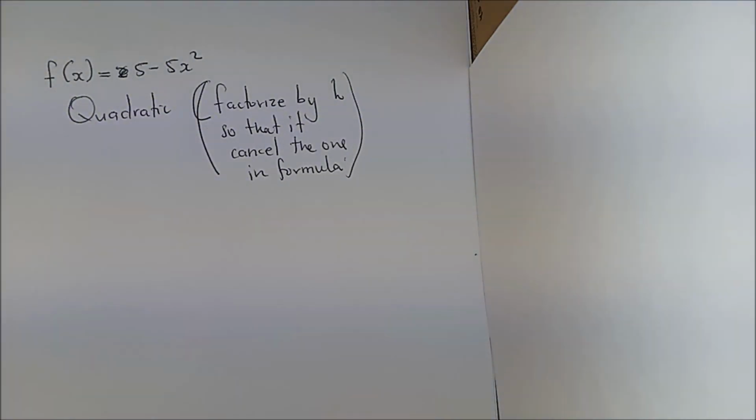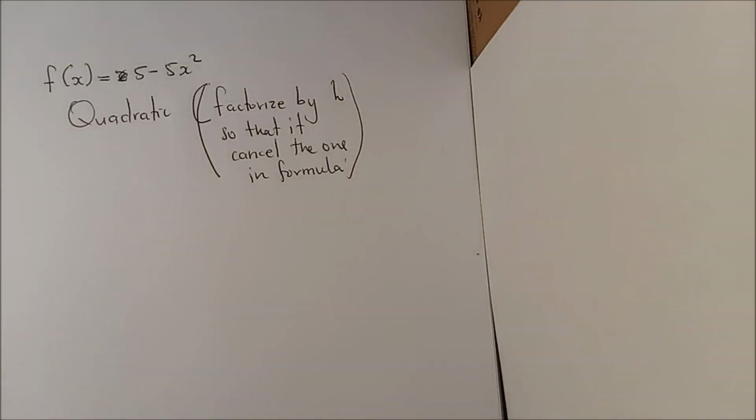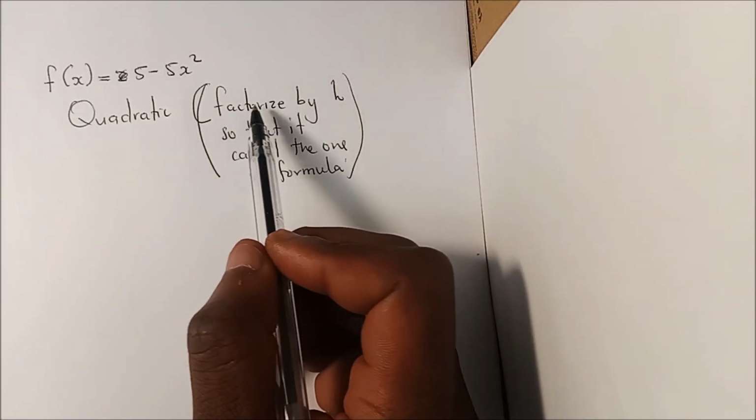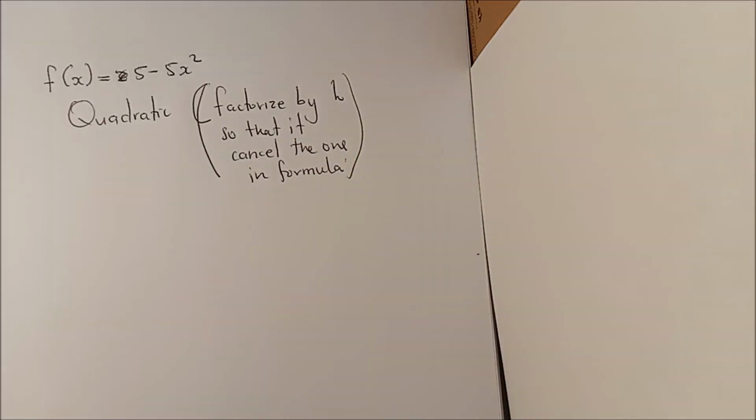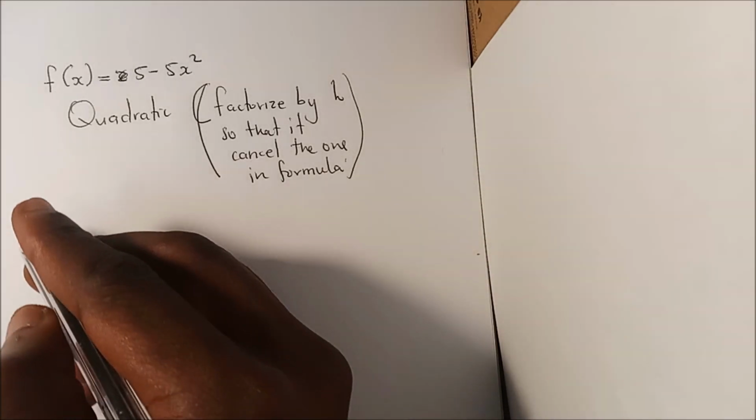So now let's look at finding the first derivative from first principles. If you look at this one, we must factorize by h so that it cancels the one in the formula, like we did with linear. Remember, with linear we get h as it is and then we cancel, but with quadratic we have to factorize by that h so that it cancels the one in the formula.